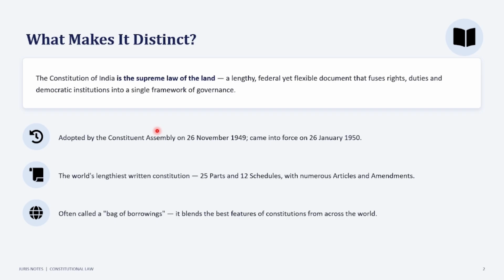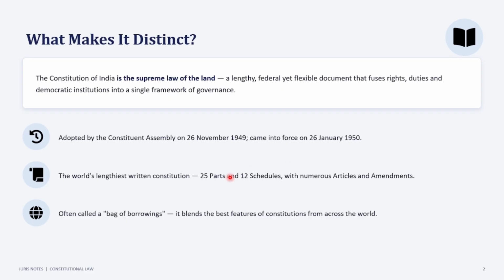Now, an important date to remember is 26th November 1949. That is the day on which the Constituent Assembly adopted the Constitution. But it came into force on 26th January 1950. And that is why we celebrate 26th January as Republic Day.